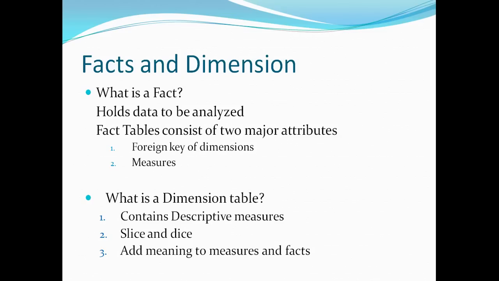Now what is a dimension table? A dimension table actually contains the descriptive attributes which make the facts meaningful. For example, fact tables only have the keys of the dimension tables. Our dimension tables, like employee, have the details of the employee: where he resides, what is the office that he belongs to, what's his phone number, in which team he works.